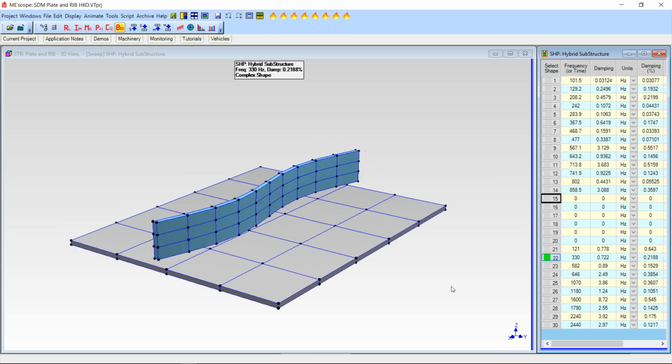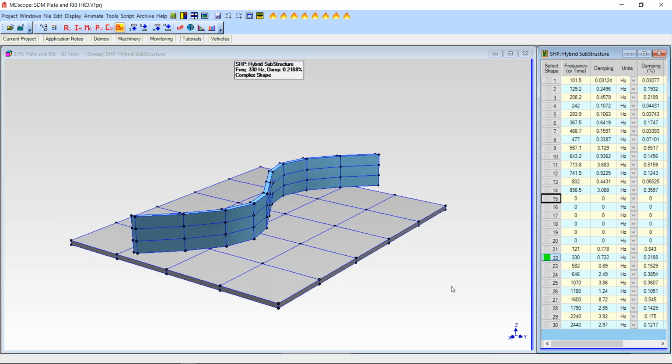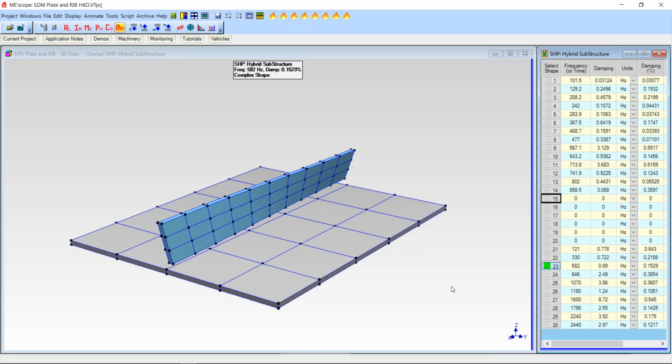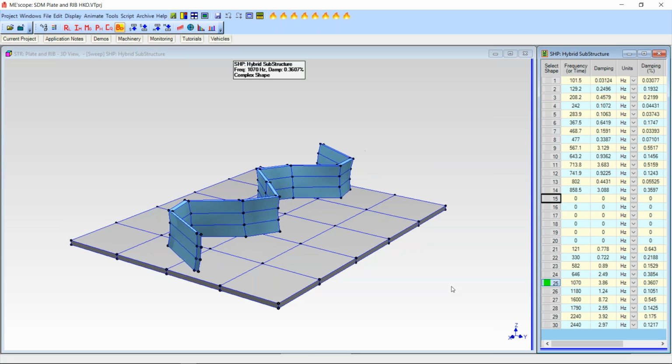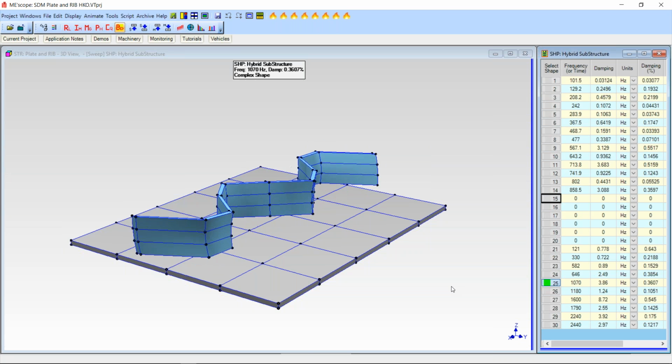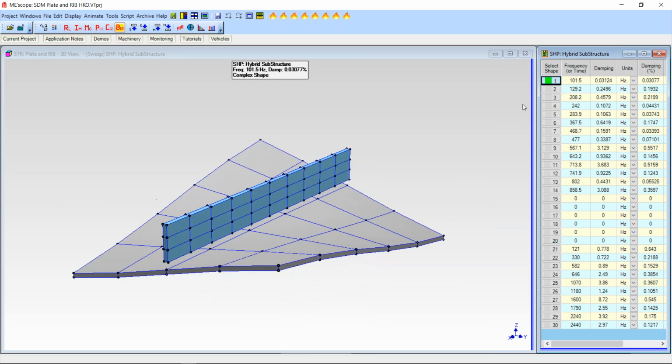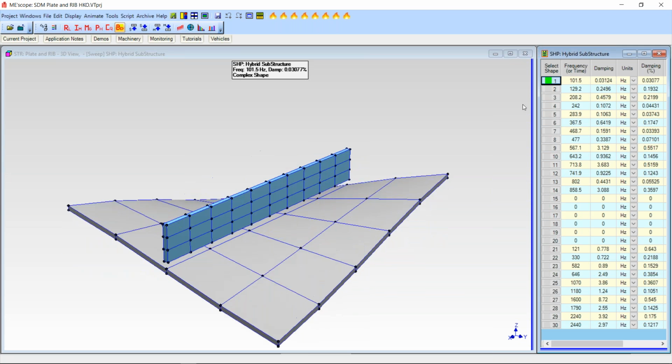Now I could sort these in frequency. SDM doesn't really care. It just needs the modal data, and it needs the frequencies and the damping of these hybrid modes. So these are all the modes of the rib. If I go back and click up here, these are the modes of the plate.